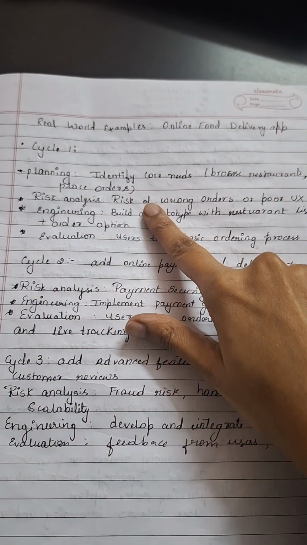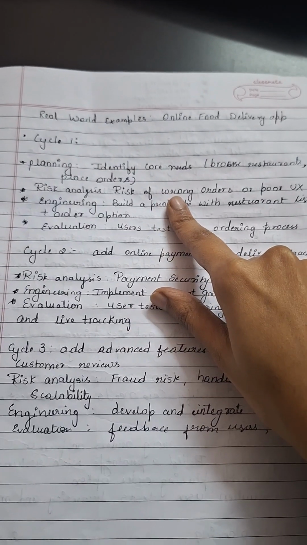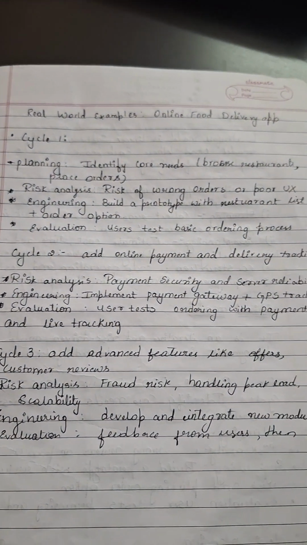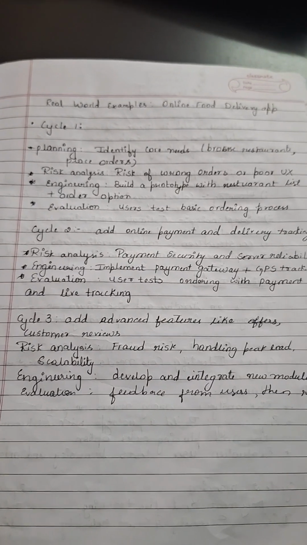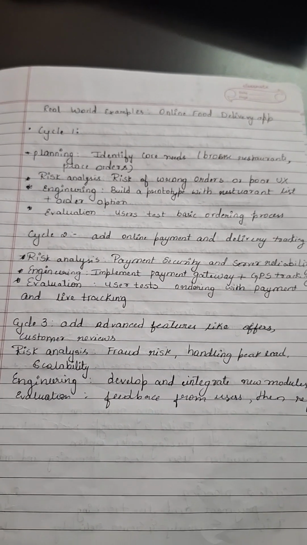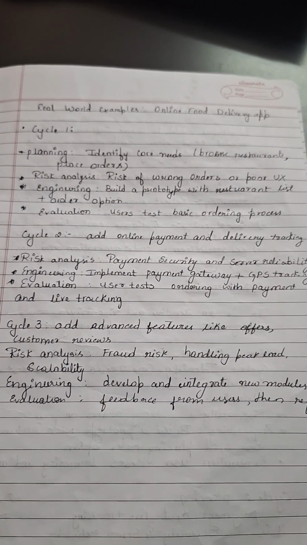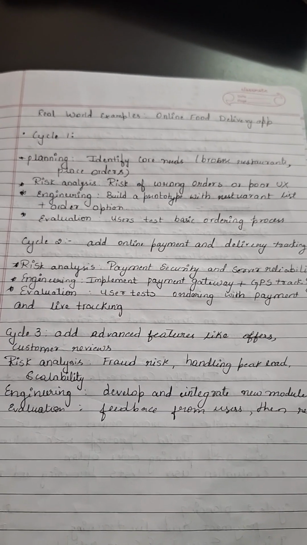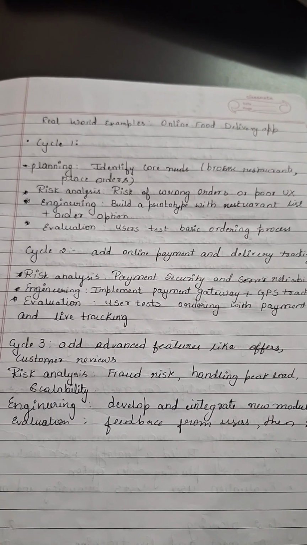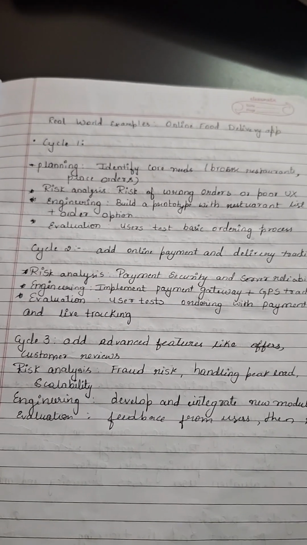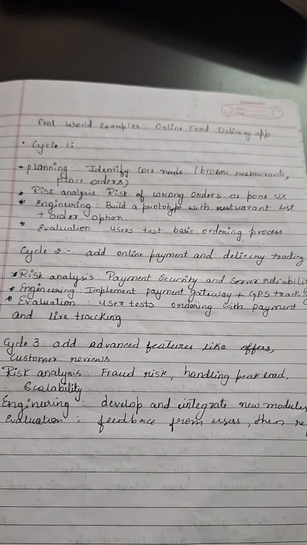So first the risk will be known. What if there are wrong orders or a poor web interface, like that. Evaluation: user test of the basic ordering process. So in cycle 2, add online payment and delivery tracking, that is payment security and server reliability. The risk is that there will be security breaches. Engineering: implement payment gateway plus GPS tracking. We all know payment gateway and GPS tracking. And evaluation: user test ordering with payment and live tracking.